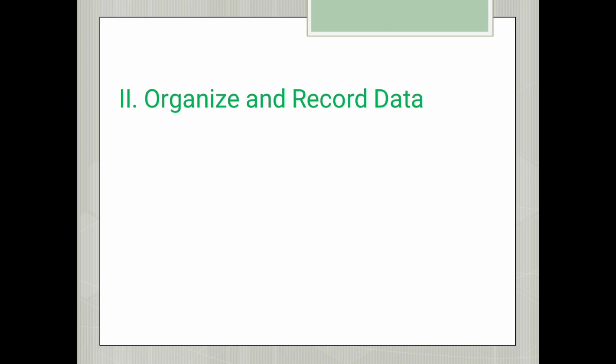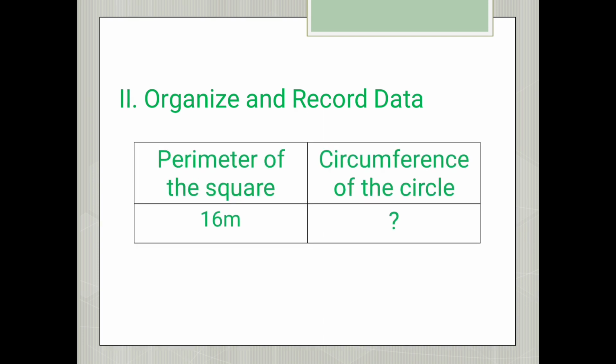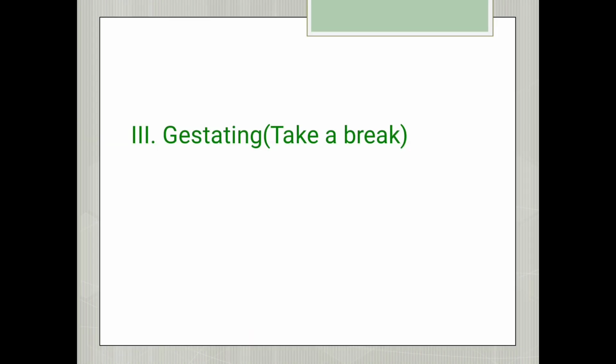Second part is organize and record data. Since we only have one given, which is the perimeter, that is 16 meters, then it is the only datum that we could input. Third step is just stating or take a break. In this part, you can take a pause and analyze the problem and then plan for your solutions.